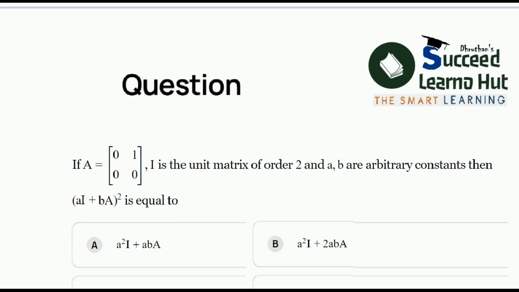Yeah, friends, let's come to the next question, which looks complex, but it's very easy. It's nothing but algebra. That's all. Here, A is equal to [[0, 0], [1, 0]] and I is the unit matrix of order 2, and small a and small b are arbitrary constants. Keep a look at the capital A and capital B and small a and small b, because it seems to be confusing. Small a and b are constants and the capital A is the matrix. Now we need to find (aI plus bA) whole square. It looks complex, but you will be able to know shortly.